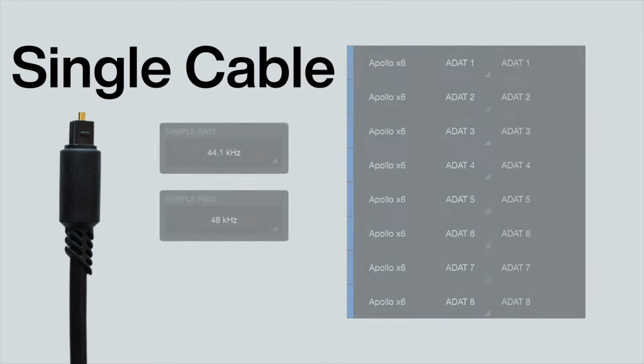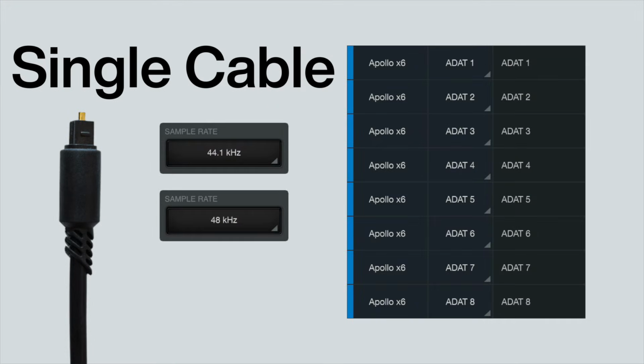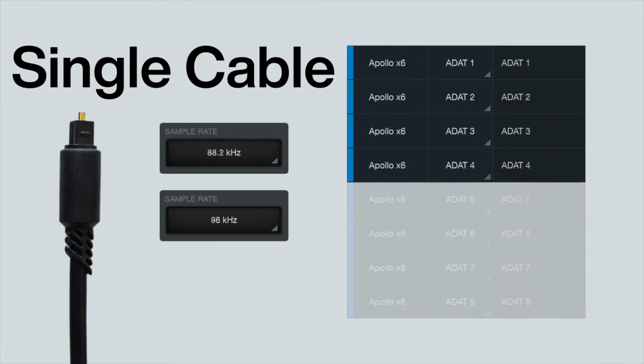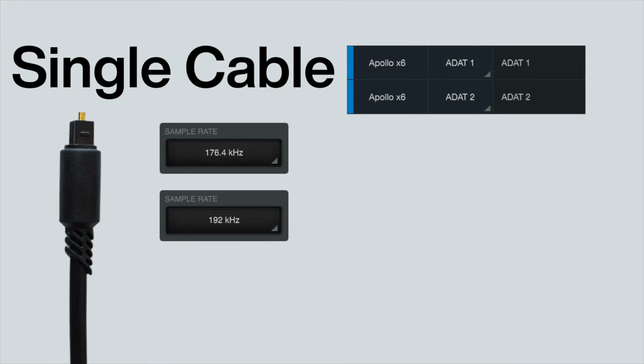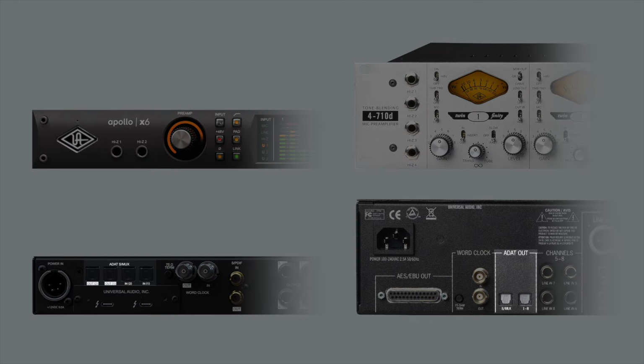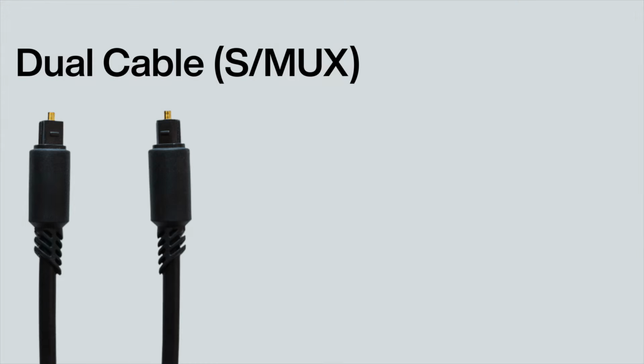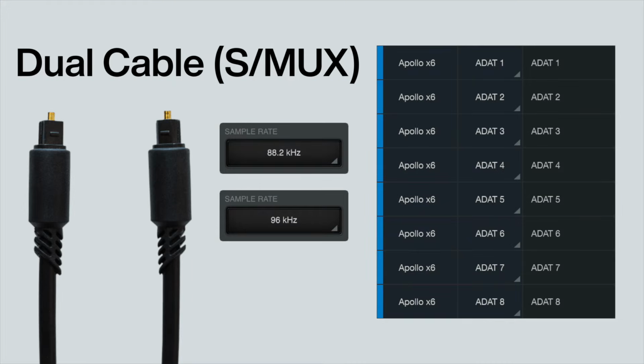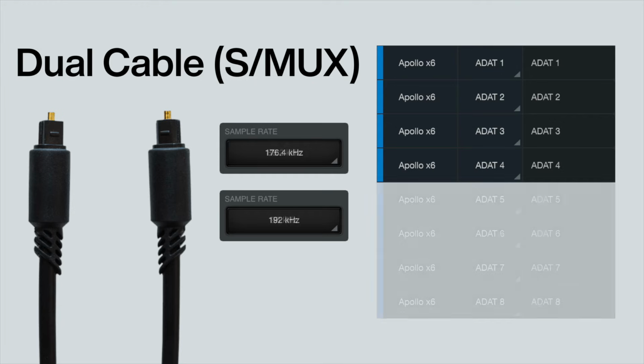One Adat cable can carry 8 channels of audio at sample rates of 44.1 and 48 kHz, 4 channels at 88.2 and 96 kHz, and 2 channels at 176.4 and 192 kHz. Some devices like rack-mount Apollo interfaces offer multiple Adat ports that can be combined to provide higher channel counts at sample rates of 88.2 and above. This allows you to transmit 8 channels at 88.2 and 96 kHz, or 4 channels at 176.4 and 192 kHz.